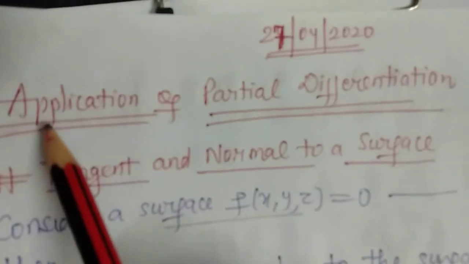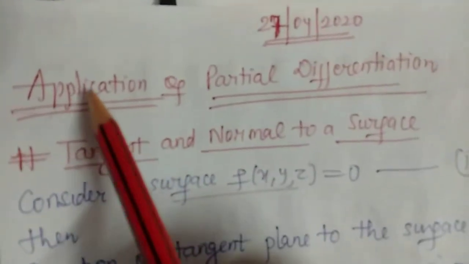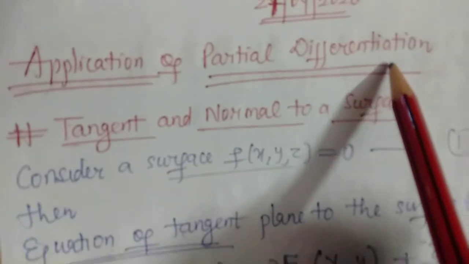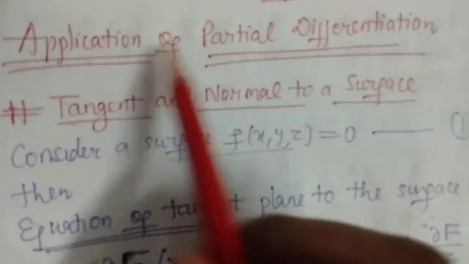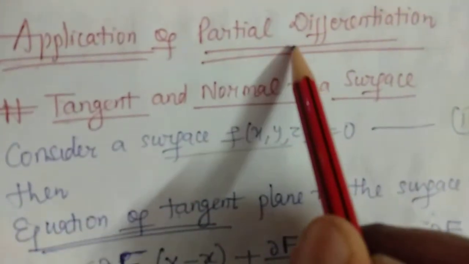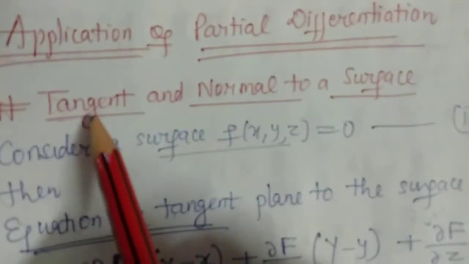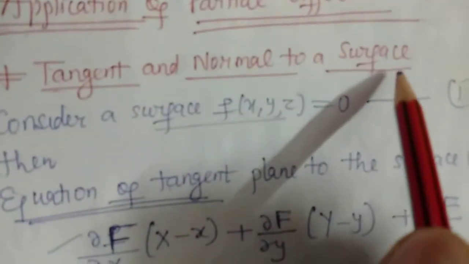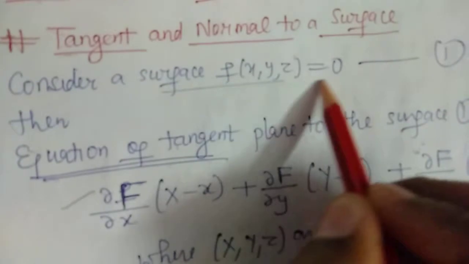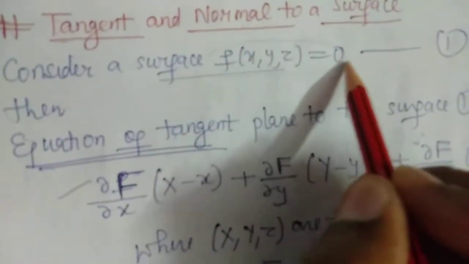Hello students, in today's lecture we will discuss what are the applications of partial derivative. The first application of partial derivative is that partial derivatives are used in finding tangent and the normal planes to the surface. So consider any surface f of x y z is equal to 0.